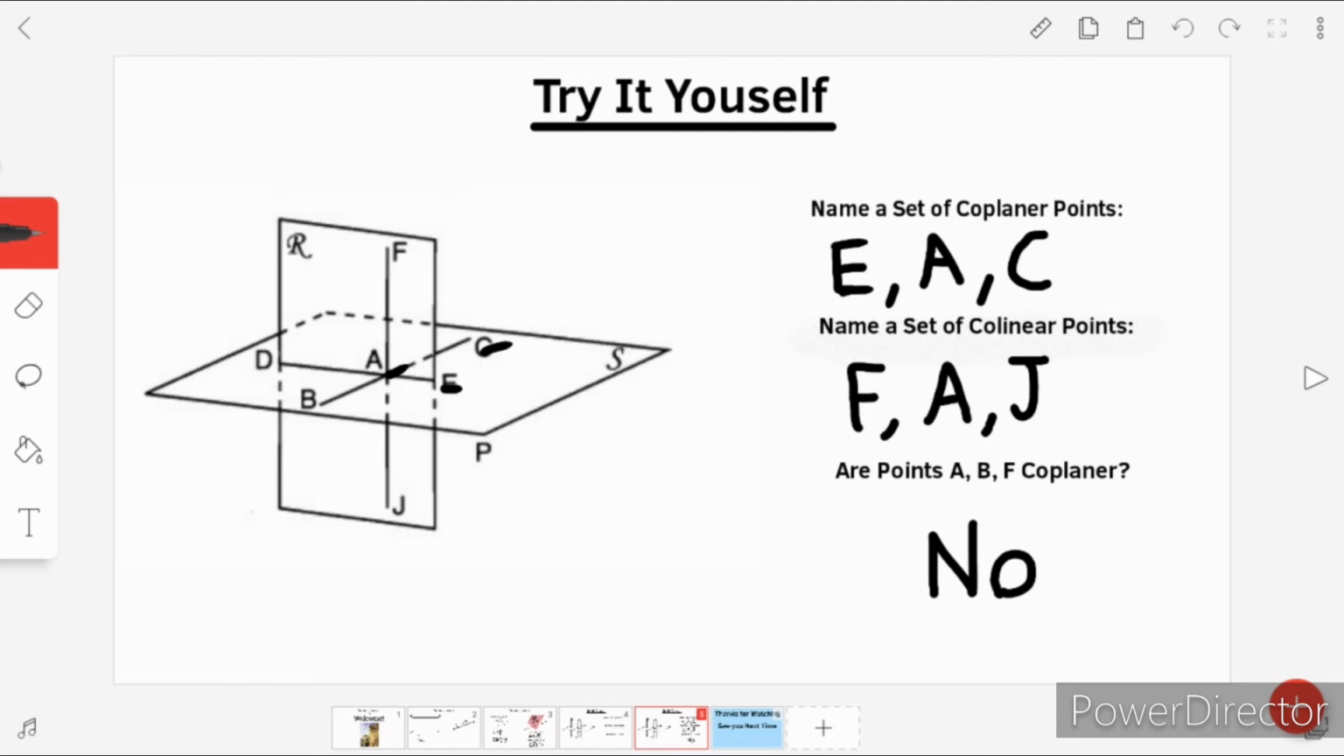Okay, name a set of collinear points. We have F, A, and J. Those are all in a straight line. There's a straight line connecting them right there. It's collinear because a line can go through all of them. Now it's asking about points A, B, and F. Are they coplanar? No, because there's no plane for them to be on. They're on different planes. B is on plane S, A is on the intersection between them, and F is on plane R. So no, they would not be coplanar.